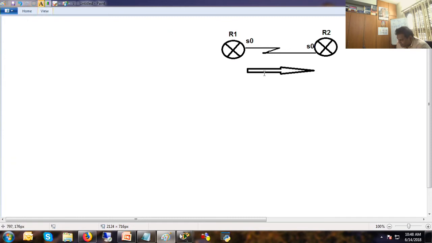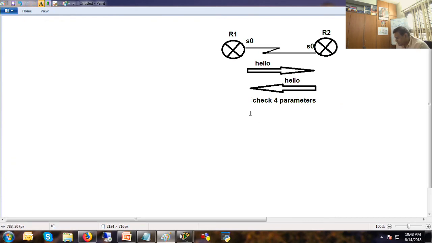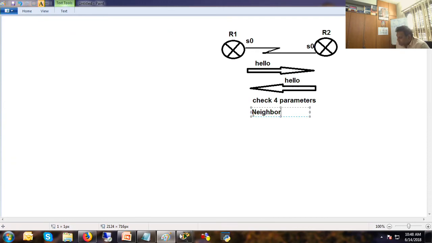It sends hello. Then it will get a reply hello. When you receive hello, you check 4 parameters. If the 4 parameters match, then neighborship is established. If they do not match, there is no neighborship.